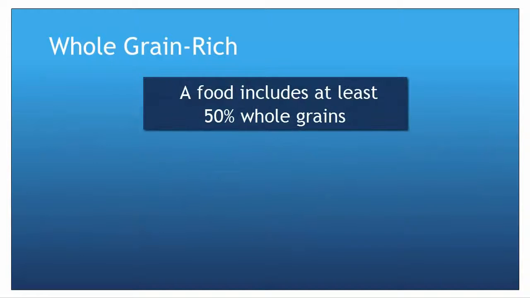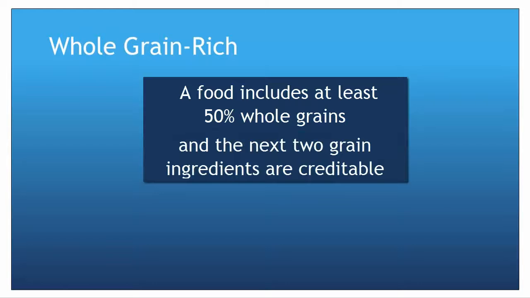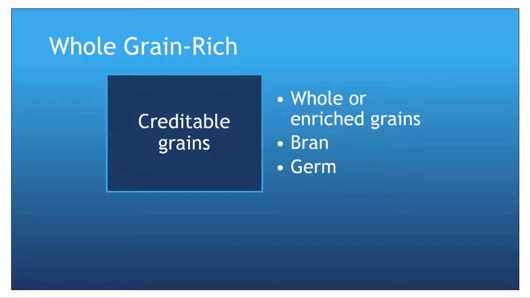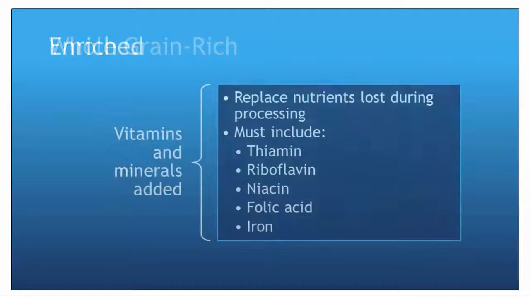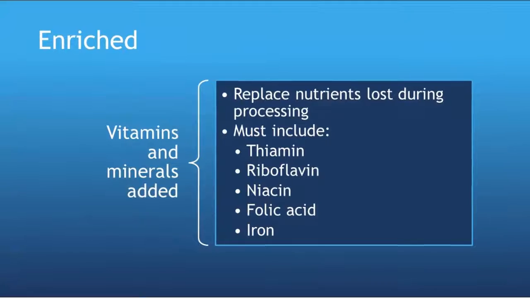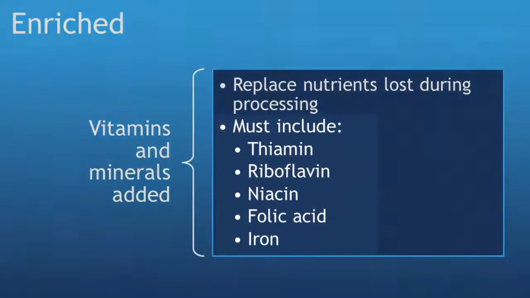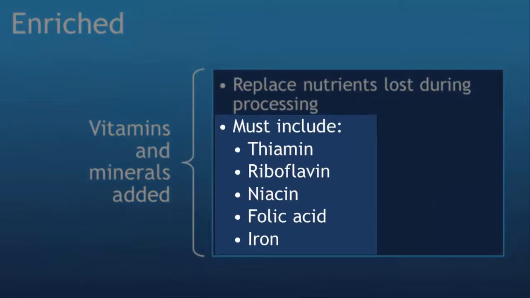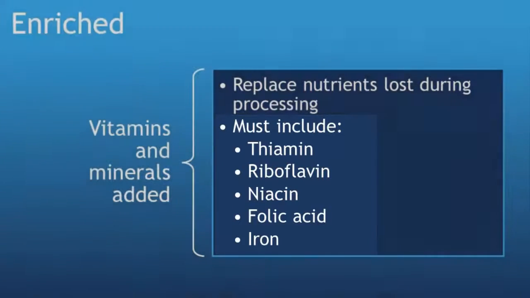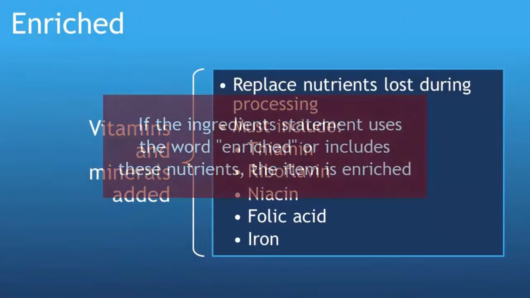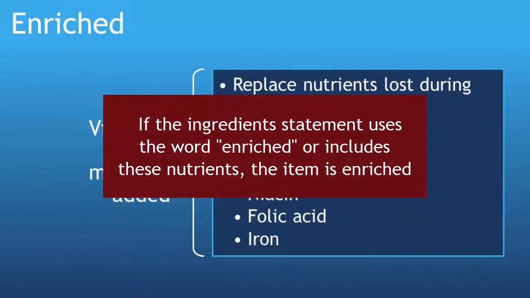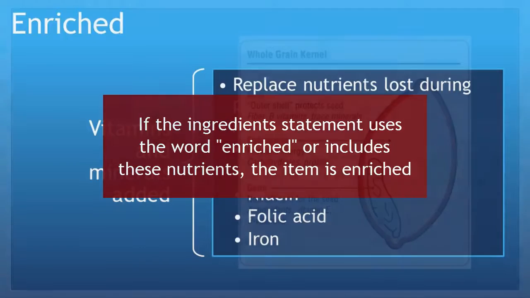Whole grain rich means a food includes at least 50% whole grains, and the next 2 grain ingredients are creditable. Creditable grains include whole or enriched grain, bran, or germ. Enriched means vitamins and minerals have been added to replace some of the nutrients lost during processing. Thiamine, riboflavin, niacin, folic acid, and iron must be included for a food to be labeled enriched. If the ingredients statement uses the word enriched or includes these nutrients, the item is enriched.